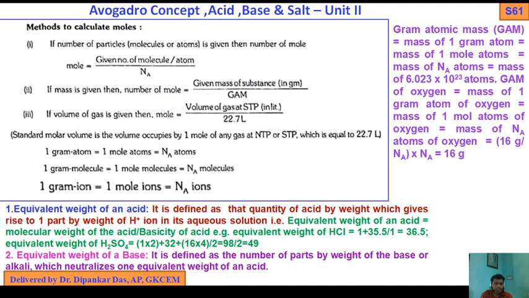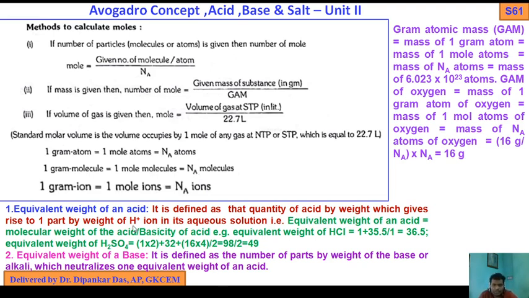Keep in mind, if mass is given, the number of moles equals the given mass of the substance in gram divided by GM, gram atomic mass. If volume of gas is given, then number of moles equals volume of gas at STP divided by 22.7 liters. If number of particles is given, then the number of moles equals the given number of molecules or atoms divided by Avogadro number. Okay.